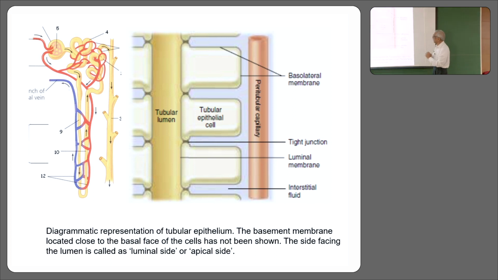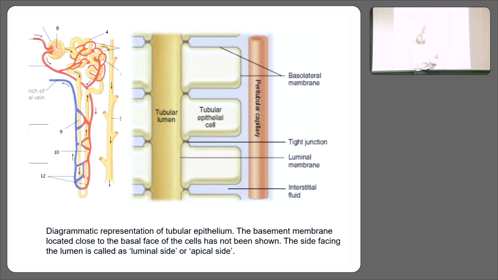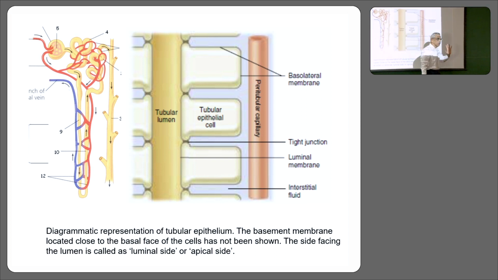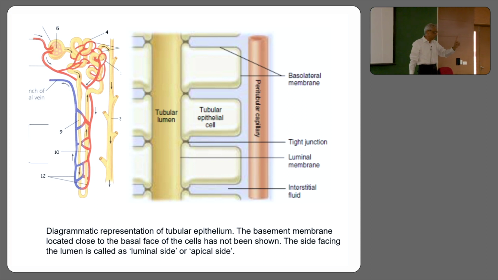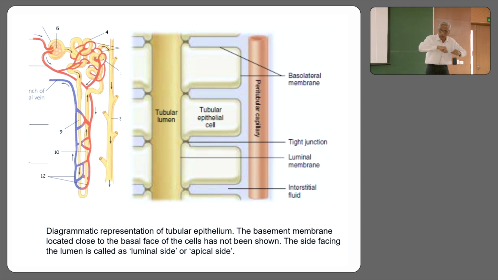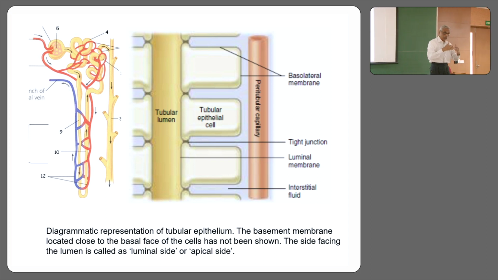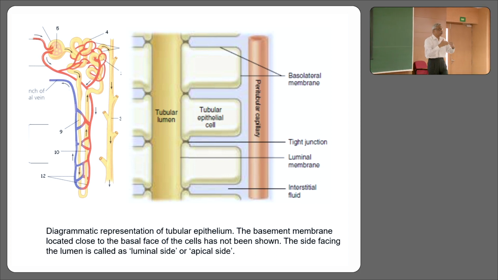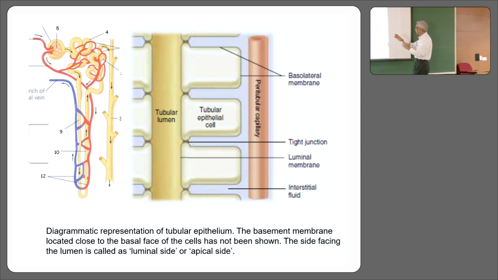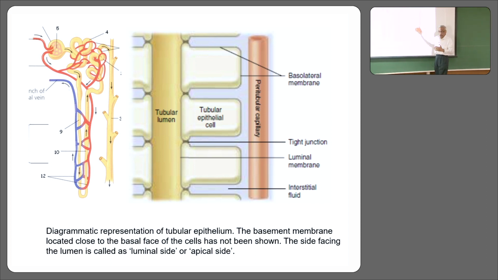What I have here is the tubular lumen, so this is the filtrate. The filtrate is going and as it is going it is interacting with the cells of the tubule, which are a single epithelial layer, a tube with a single layer of cells. We will call them the tubular epithelial cells, and they are connected to one another by a special type of proteins which make what you call a tight junction. On the other side you have the interstitial fluid, and then we have a capillary.